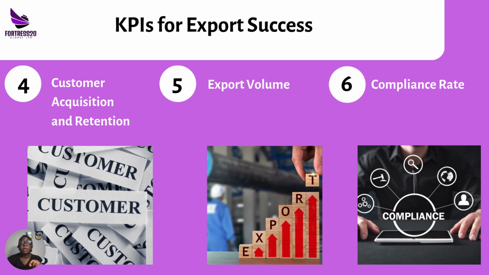KPI 4 is customer acquisition and retention. The number of new international customers and repeat orders from existing ones should be tracked to gauge long term success. KPI 5 is the export volume. The quantity of goods or services exported should be measured. It's often tied to achieving economies of scale. KPI 6 is the compliance rate. The business's adherence to export regulations, customs requirements, and international standards should be addressed to avoid penalties or delays.